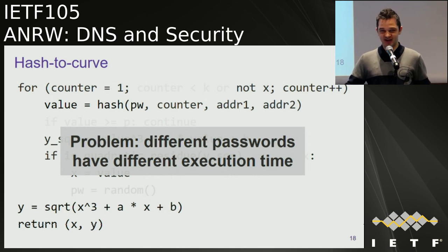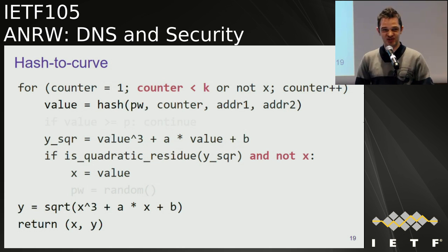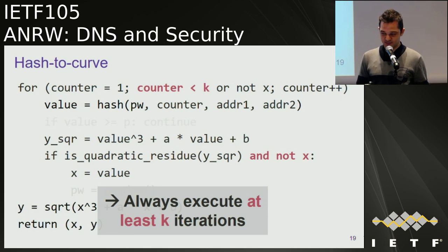Now, luckily, in the case of elliptic curves, they listened to the warnings and they included a suggested defense of always executing k iterations no matter when the password was found. And in practice here, they generally use a value of k equal to 40. So no matter when the password is found, you're always executing 40 iterations. And this prevents at least the timing attacks against NIST curves.